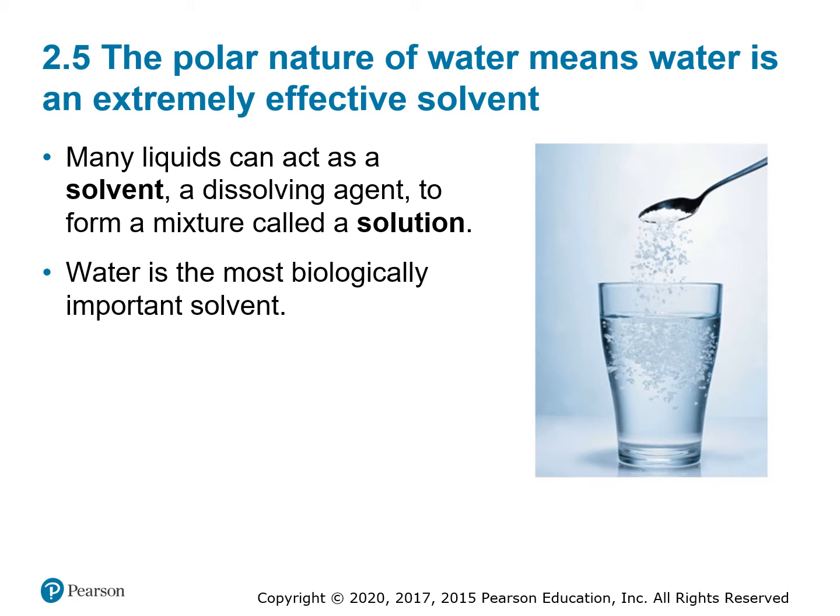Now let's talk a little bit about the polar nature of water, making it possible for water to be an extremely effective solvent. So many liquids can act as a solvent or a dissolving agent to form a mixture called a solution. And water is the most important biological solvent. Very, very important. If you take a glass of water and sprinkle salt or sugar in it and stir it, eventually the crystals of salt or sugar disappear, right? As you create this solution. And in that salt or sugar solution, the water is the solvent, and the sugar or the salt is the solute.